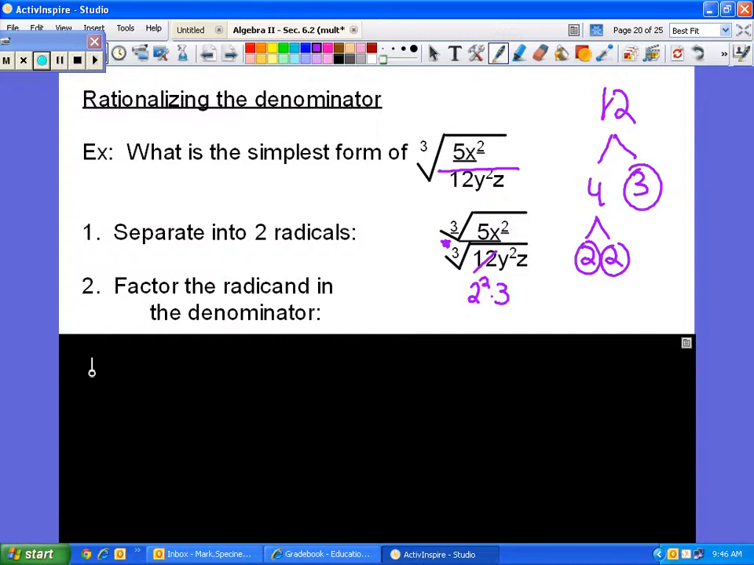So I break down 12 into its prime factors, which is 2 to the second power times 3. I leave my exponents alone. Is this for the bottom? Only for the bottom. You don't do anything to the top yet. That's why it says denominator here, because that's all we're doing. We're just doing the denominator.